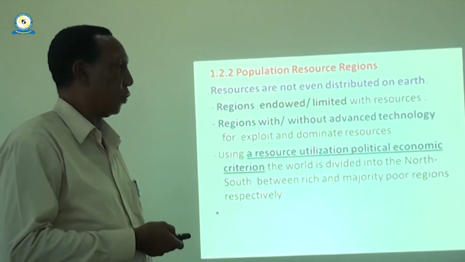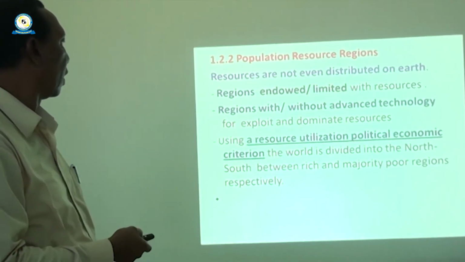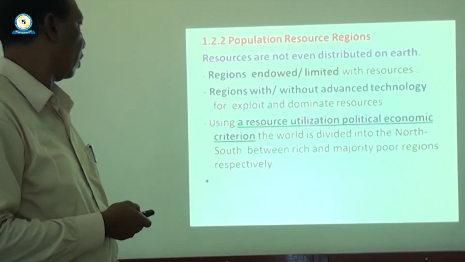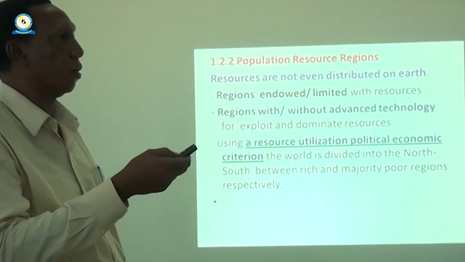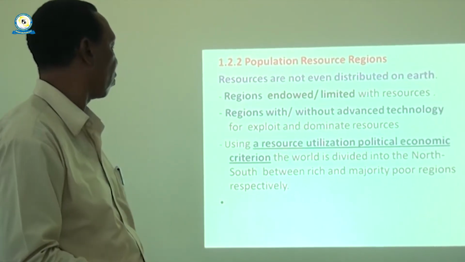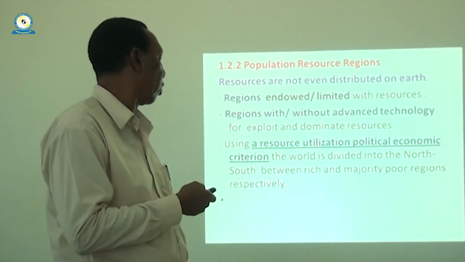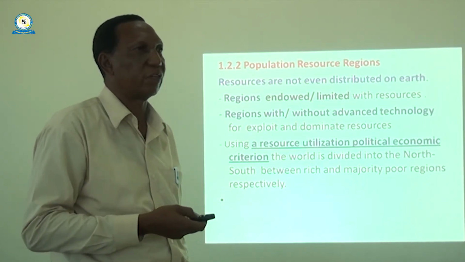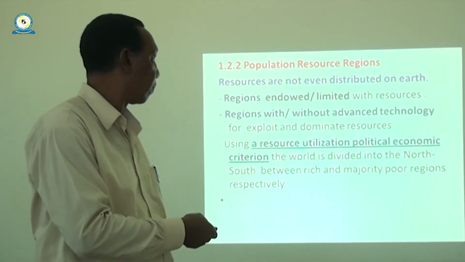Now, for example, using the resource utilization and political economic criteria, the world is divided into north and south. That's the north, the northern hemisphere, and the poor who are occupying the regions in the southern hemisphere. So this is just one way of expressing the regional differentiation between developed and developing countries.